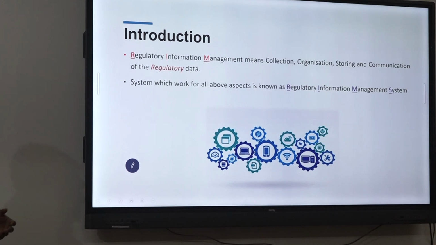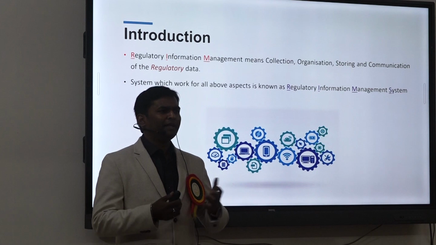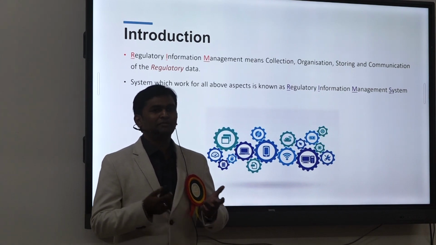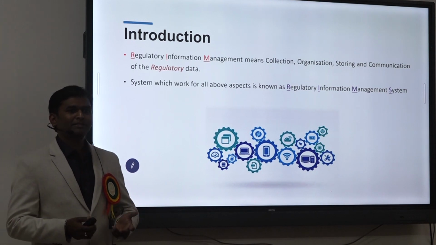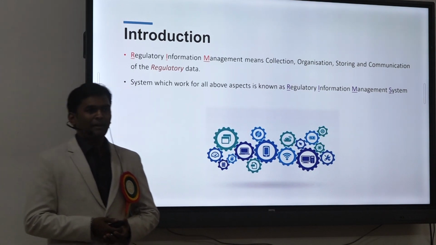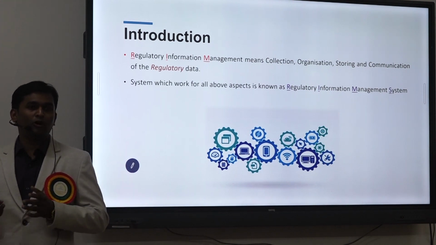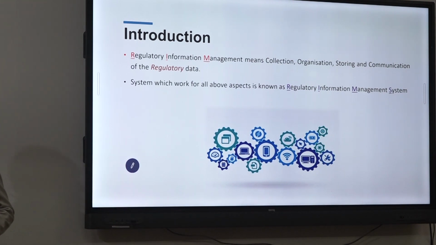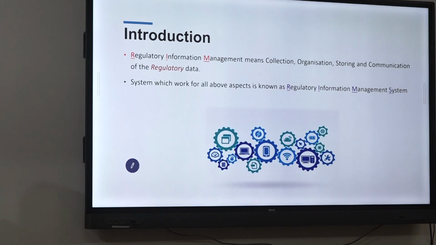At that time it was a kind of add-on work or headache for most of the companies, because they were feeling that if we are dealing with paper dossiers and submissions, why is eCTD required. But today, after almost 10 to 15 years, we got to know how much importance regulatory information management has got. So regulatory information management means collection, organization, storing, communication of regulatory data.